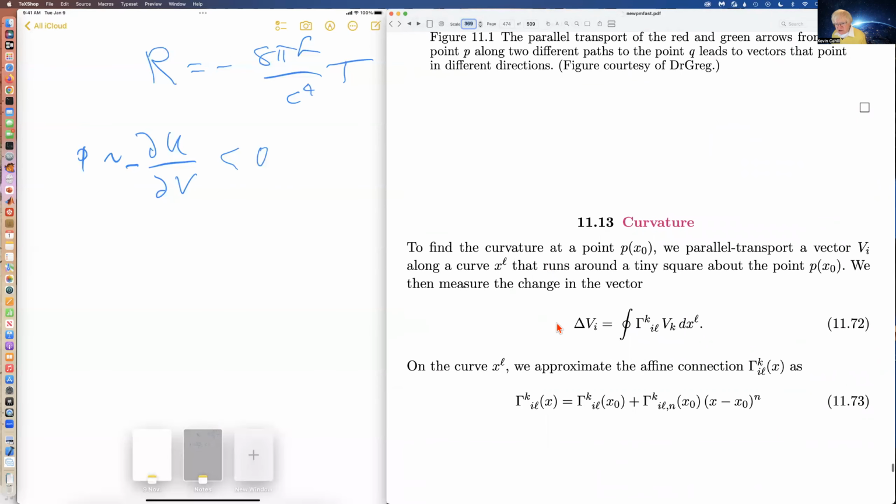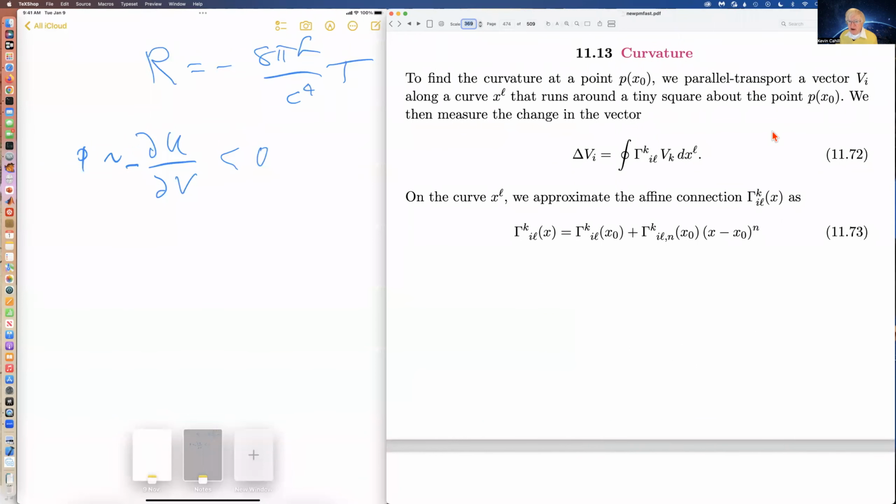And so consequently, the change in the ith component of the covariant vector V, due to the parallel transport of the covariant vector around a loop, is given by an integral like this. And the way to evaluate that and get an estimate of what curvature is like inside a very tiny square is you approximate.